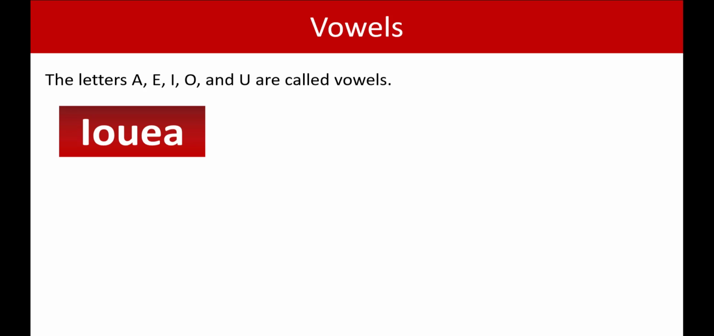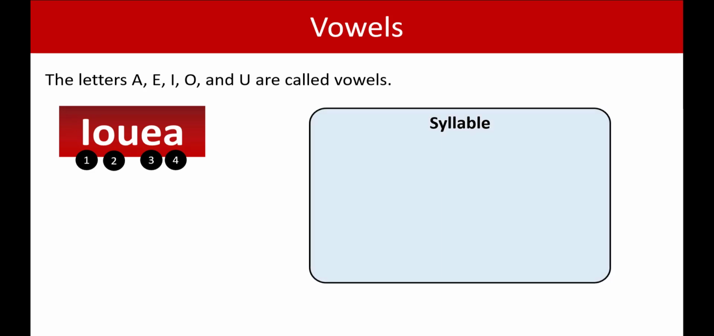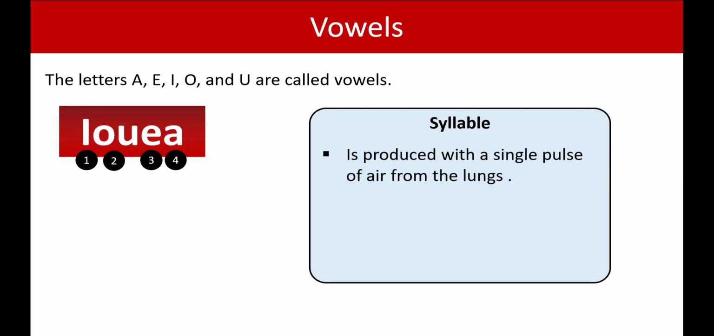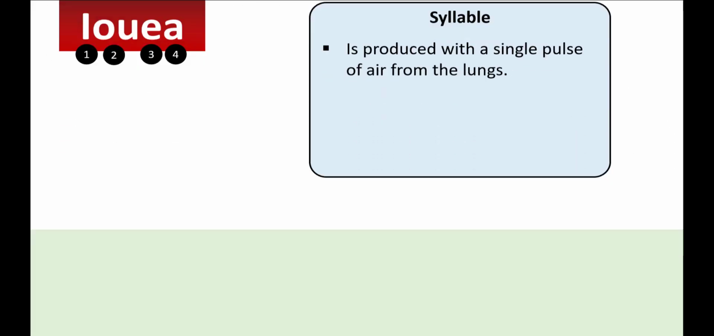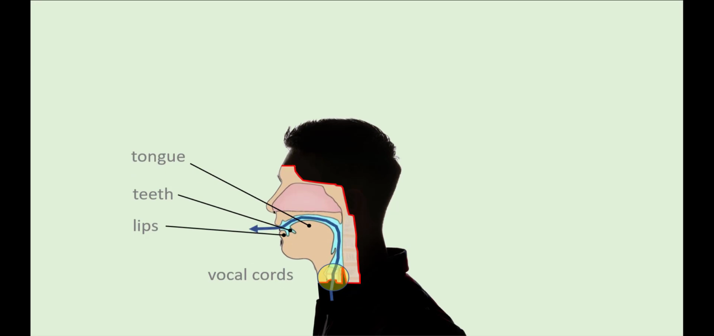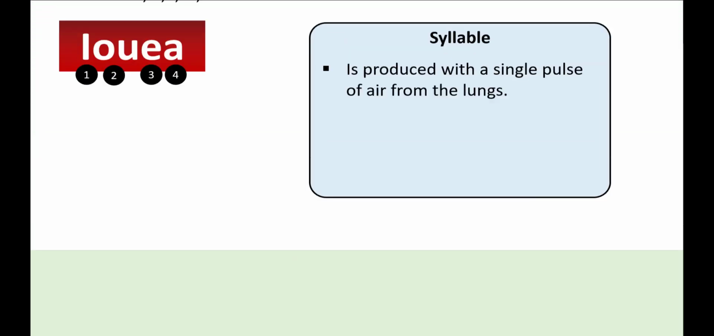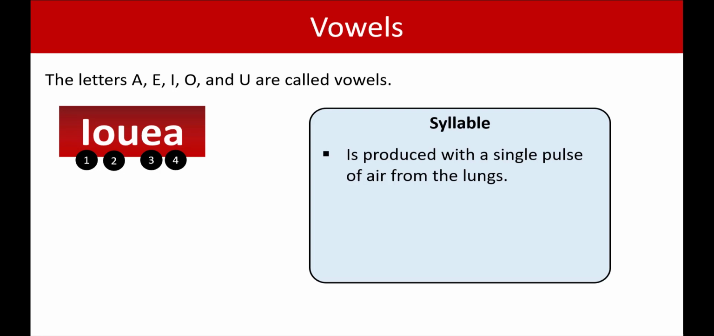Those individual sounds are called syllables. So Iuea has 4 syllables. Now, vowels are central to syllables. So what is a syllable? Well, a syllable is produced with a single pulse of air from the lungs. So remember this guy. We're talking about a single pulse. A syllable is a single unit of uninterrupted sound.